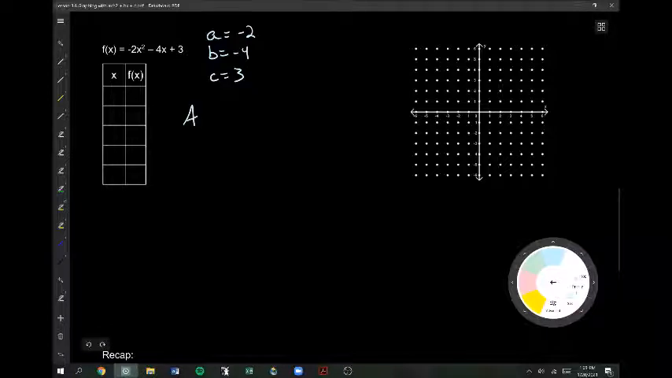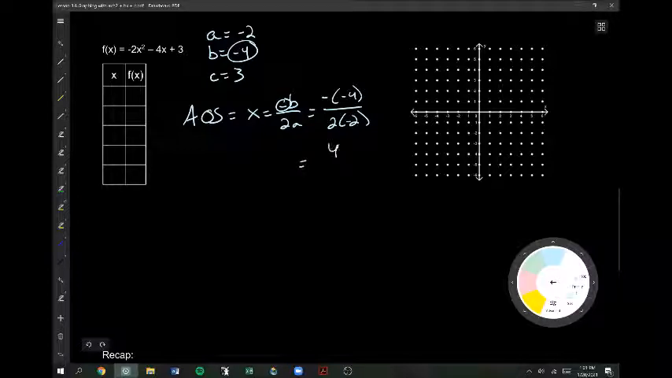So the first thing I want to find is the line of symmetry, which is negative b over 2a, which is going to be negative 4 over 2 times negative 2. So notice how this has a negative term in it, but then b is also negative. So negative 4 is just 4. And 4 divided by negative 4 is negative 1. So I'm going to put a negative 1 in the middle of my table. My line of symmetry is the line x equals negative 1. So negative 1 goes in the middle of the table.